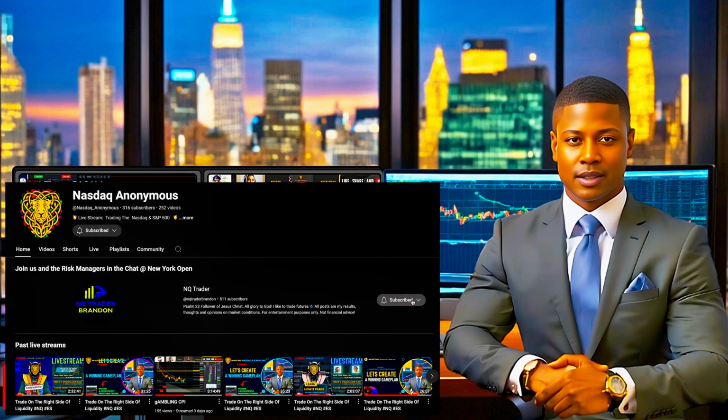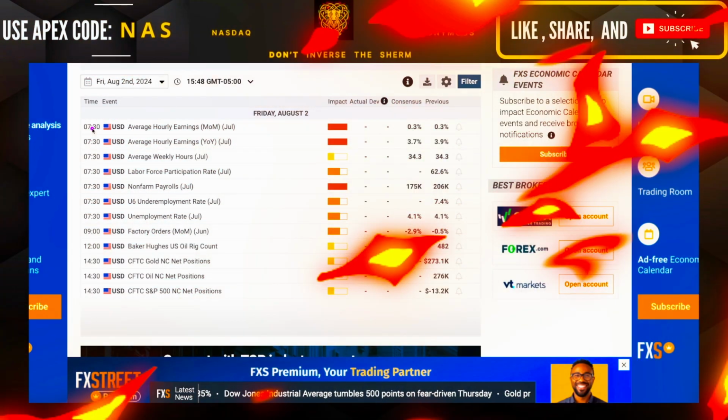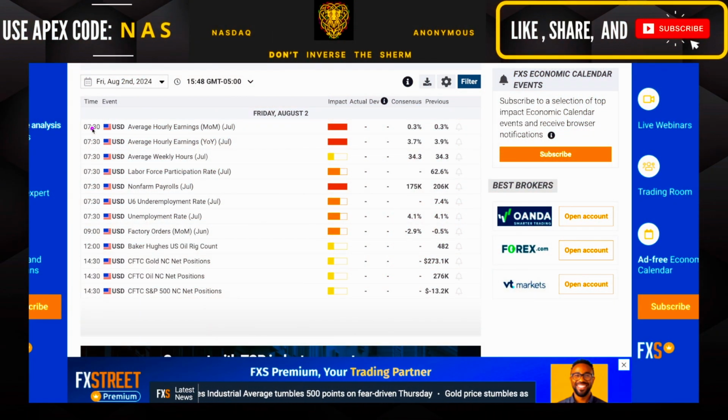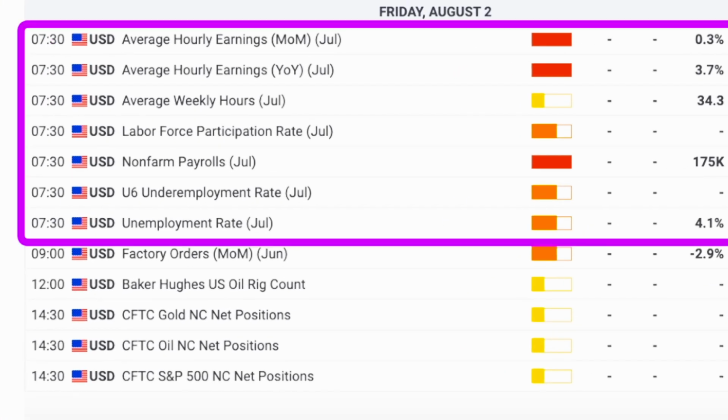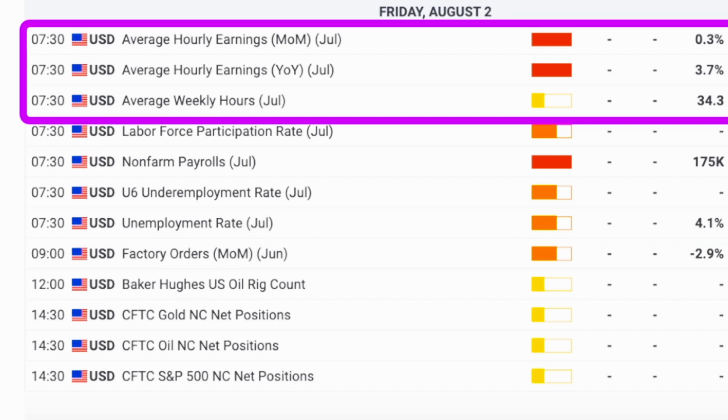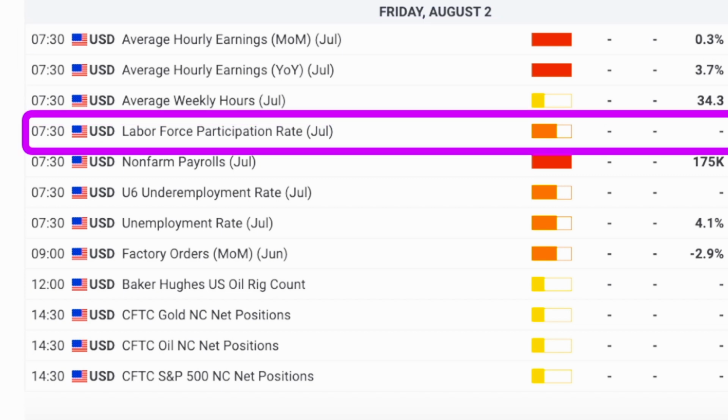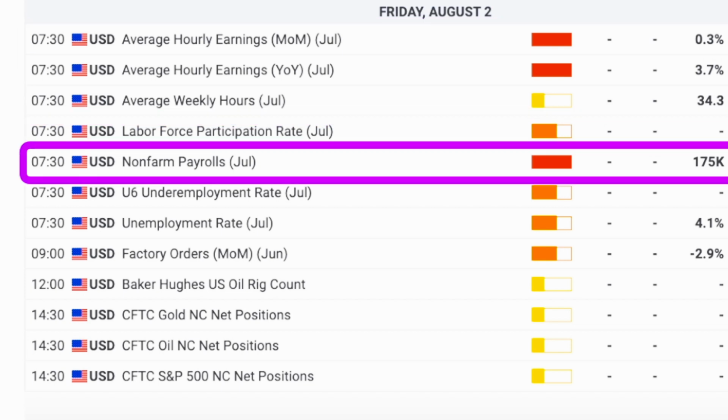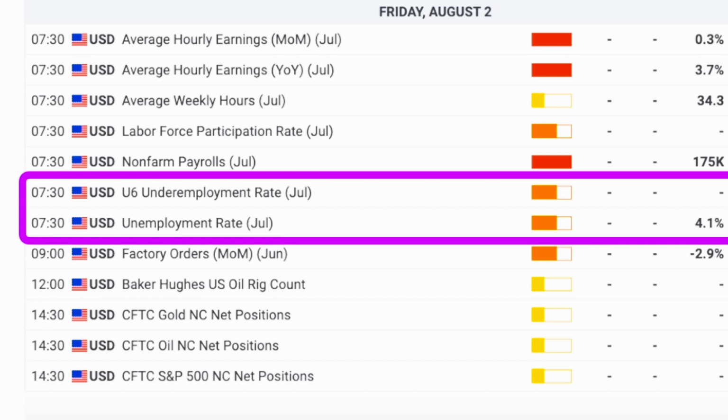And with that said, let's jump into the charts now. This is tomorrow's data. Be mindful that all times are in Central Time. And we have a big block of news scheduled for tomorrow, so let's jump into it. We have a big block of news at 7:30 with a focus on the average hourly earnings and the average weekly hours for the month of July, labor force participation rate for the month of July, non-farm payrolls for the month of July, and the underemployment rate for the month of July.